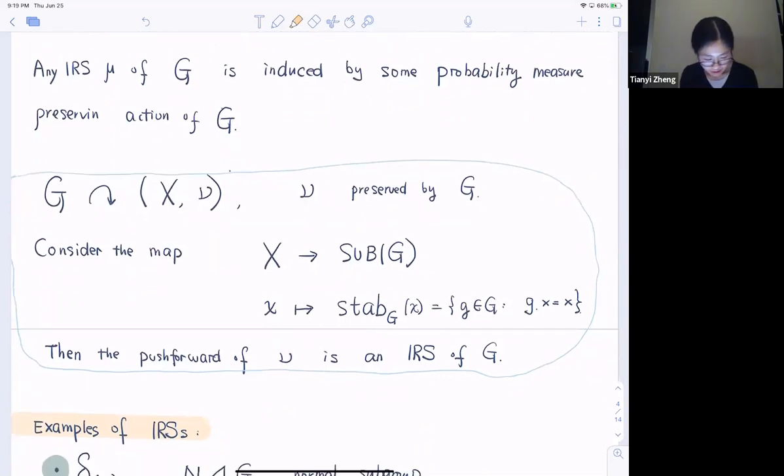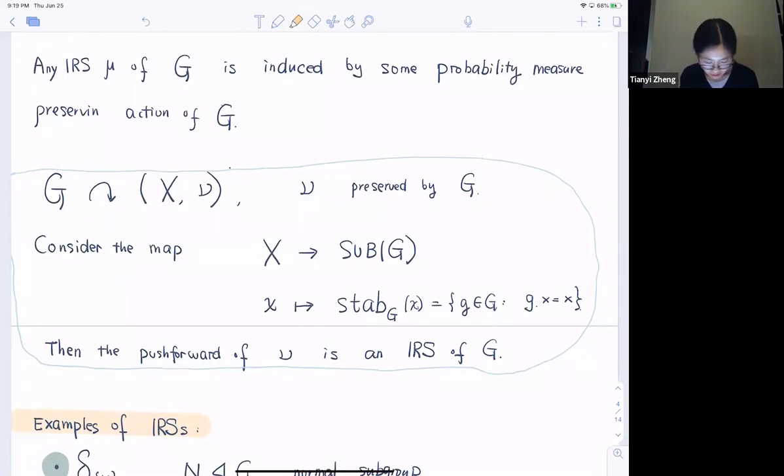You consider a probability measure preserving action of G. So here X is some space, and nu is the measure preserved by G. And then given this, you can consider the following map. For every point in X, you can consider its stabilizer under the G action. So this gives you a map from the space X into Sub G. And then you can push the invariant measure nu to an invariant measure on Sub G, that is an IRS. And then all IRSs arise this way.